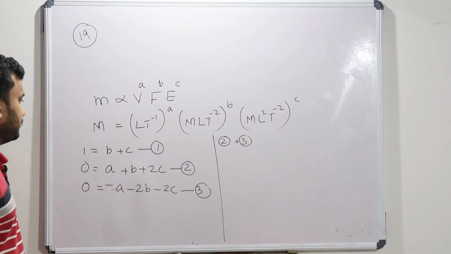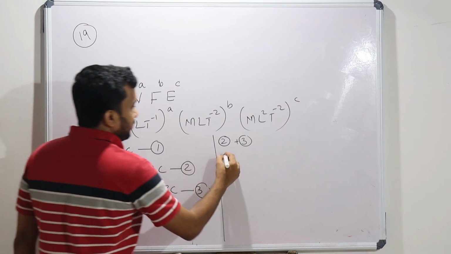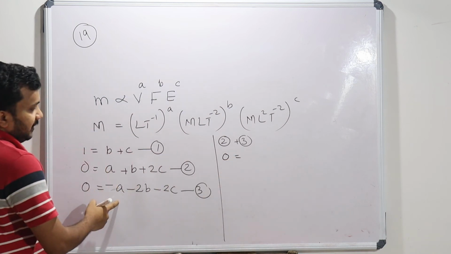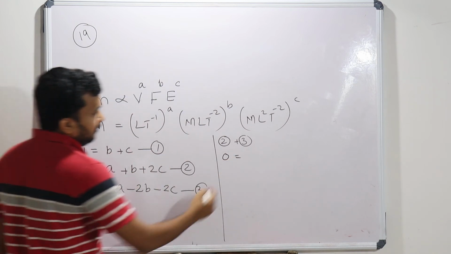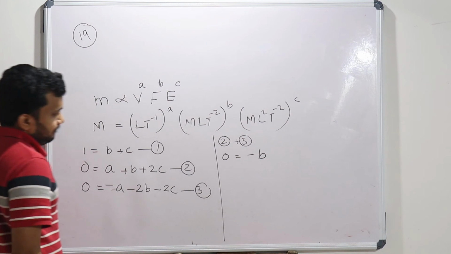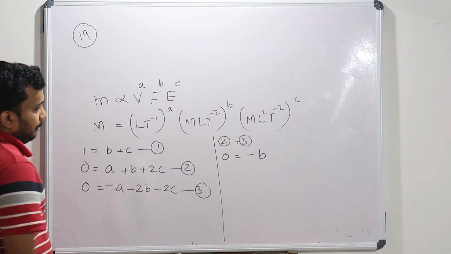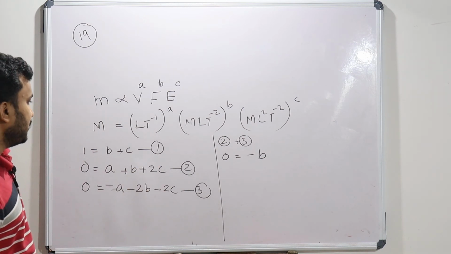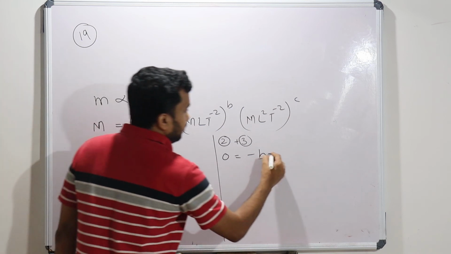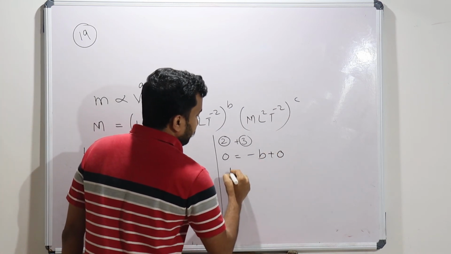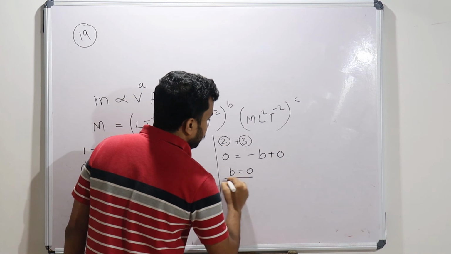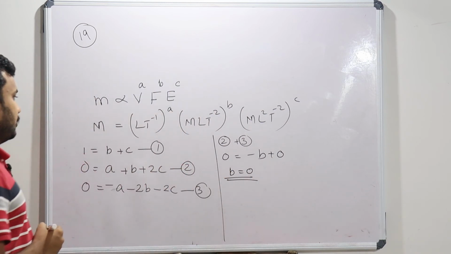So adding equation number 2 plus 3, the left hand side becomes 0. A and A will get cancelled. Minus 2b and b become minus b. And minus 2c plus 2c become plus 0. So which means b will be equal to 0. We got b equal to 0.